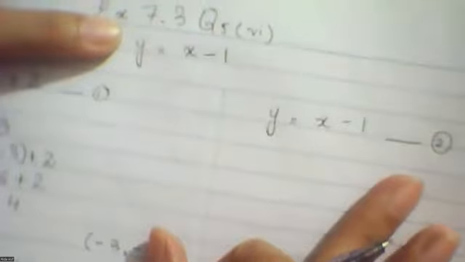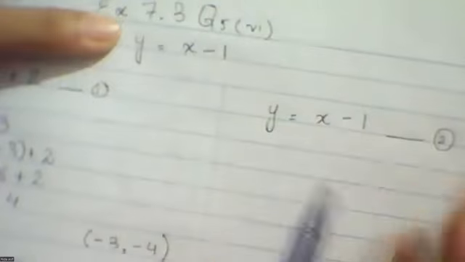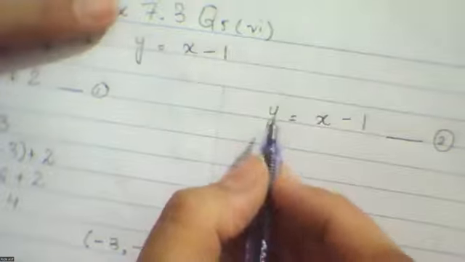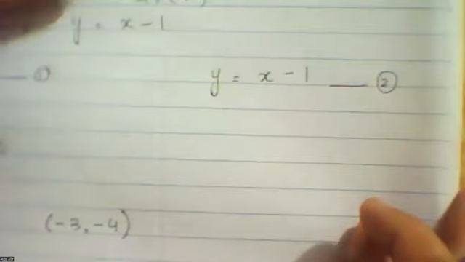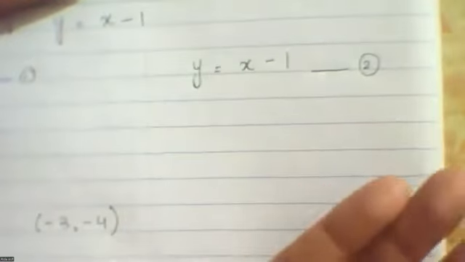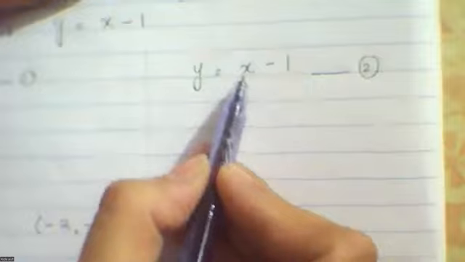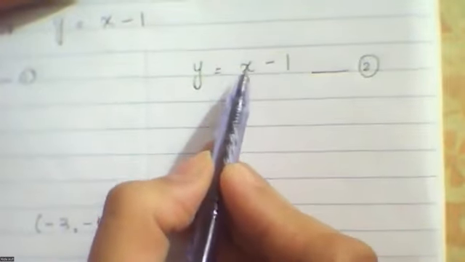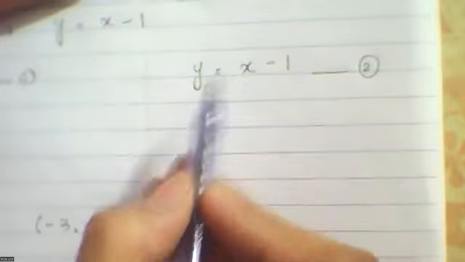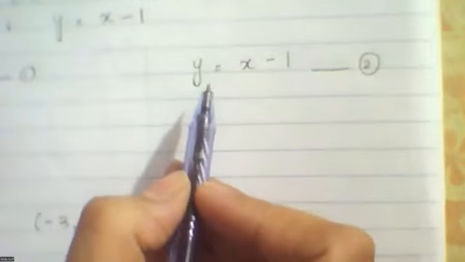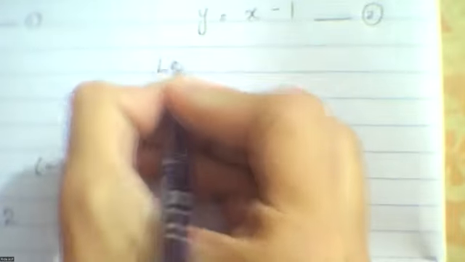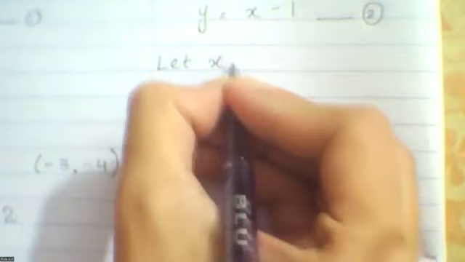So this is our equation number 2. What we have to do in such kind of equation, again, student, is take any 4 values for x, put the values of x in equation number 2 to get the 4 values of y, right? So let's start the solution together. Let x equals to -3.